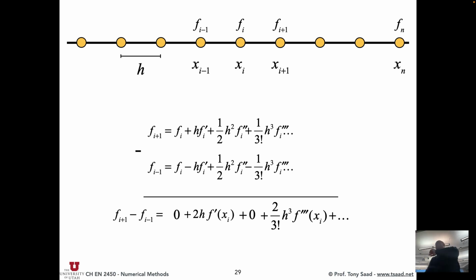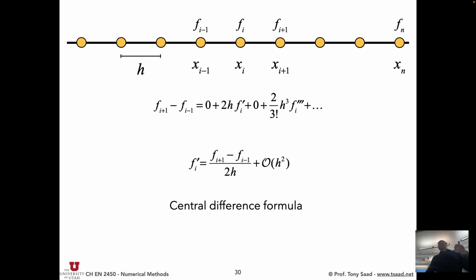So from this expression, if you extract f prime i, you have what's called the central difference formula, which is f(i plus 1) minus f(i minus 1) over 2h plus order h squared. So if we go back to our notebook now and use this formula, the line we plot is going to have a slope of 2. Okay, so let's go ahead and try that.